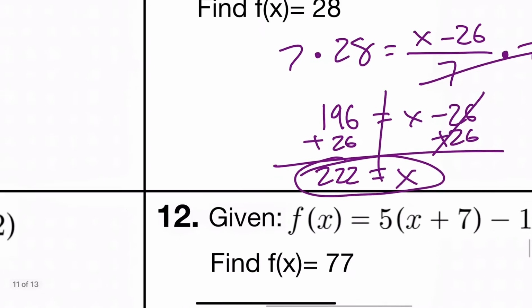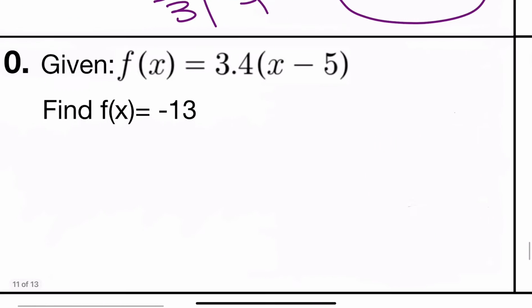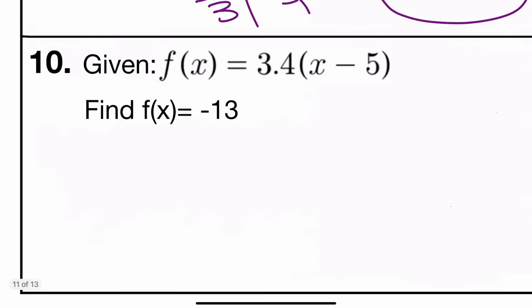Okay, let's do another one. We got number 10. Given f of x is equal to 3.4 times the quantity of x minus 5, we want to find when f of x is equal to negative 13. So negative 13 equals 3.4 times x minus 5.